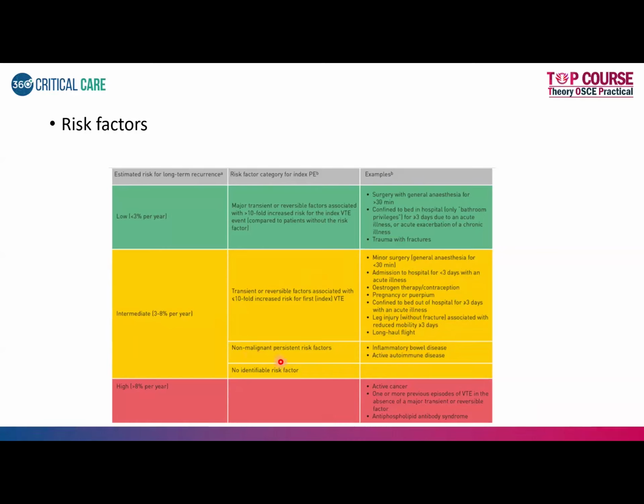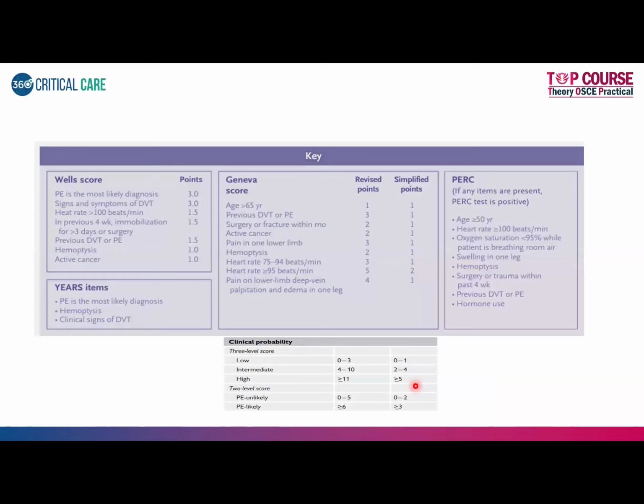Then the non-malignant persistent risk factors like inflammatory bowel disease and active autoimmune disease. These are all intermediate risk factors. The high risk factors are active cancer, a previous history of VTE, and antiphospholipid syndrome. So these are the risk factors. You can either remember that or directly remember the scores. In the scoring system, there is no shortcut; you just have to remember these scoring systems.